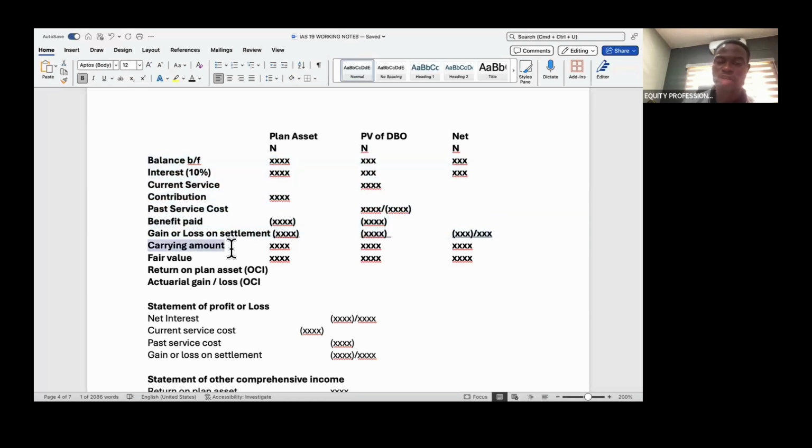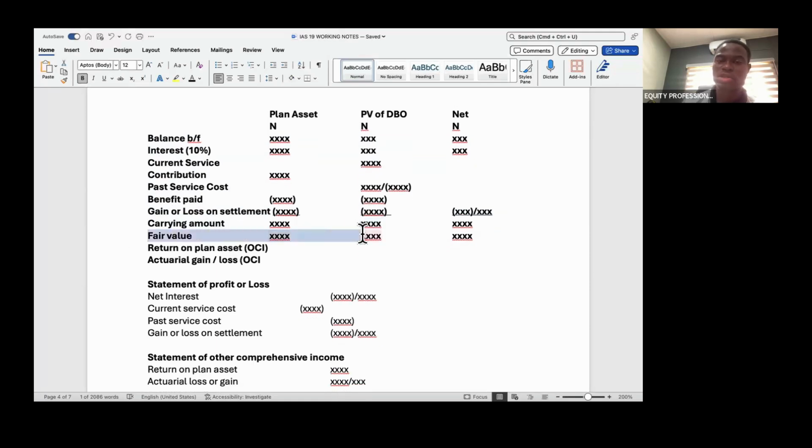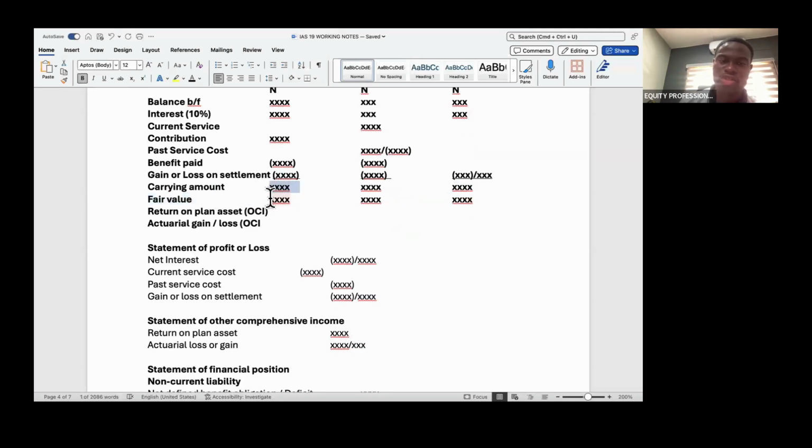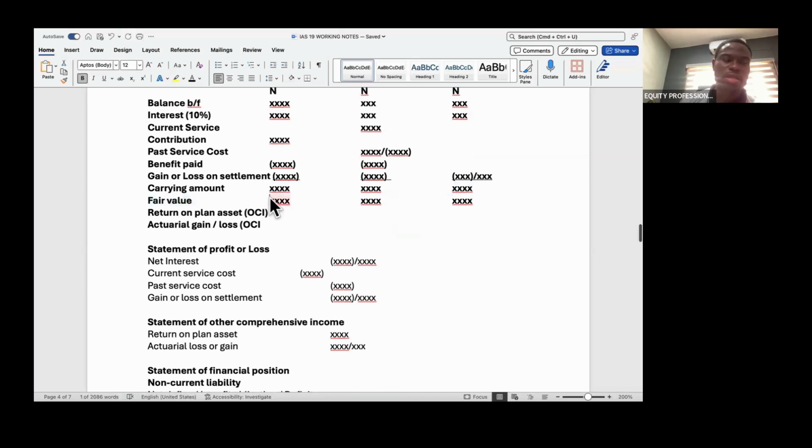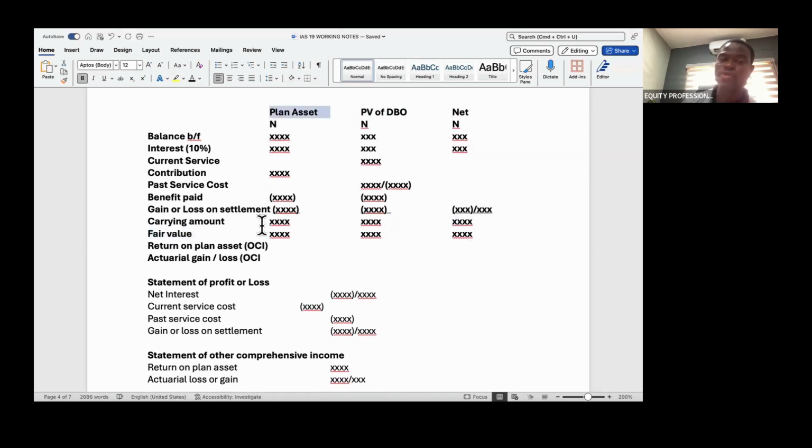When you accumulate these figures, you get carrying amounts. The examiner will always give you the fair value at the end of the period of the plan asset and the obligation. And it is the net of the plan asset and obligation that goes to our statement of financial position. You would also compare the carrying amount and the fair value. The difference between the carrying amount for plan asset and the fair value is usually the return on plan assets, while for obligation it can be either gain or loss. I'll show you all this today when we solve questions.